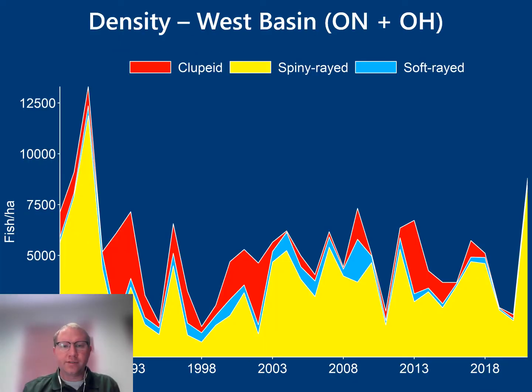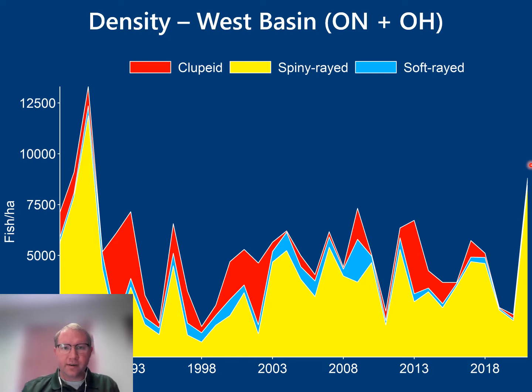On the next 4 graphs, I'm going to show you total forage abundance for each trawl survey. We group forage species into groups just to help us visualize. So we're going to be looking at red is clupeid, so this is gizzard shad or alewife. Spiny rayed fishes are walleye, yellow perch, white bass, white perch, that kind of thing. And in blue, we have soft rayed fishes. That includes emerald shiner, round goby, and here it includes rainbow smelt.